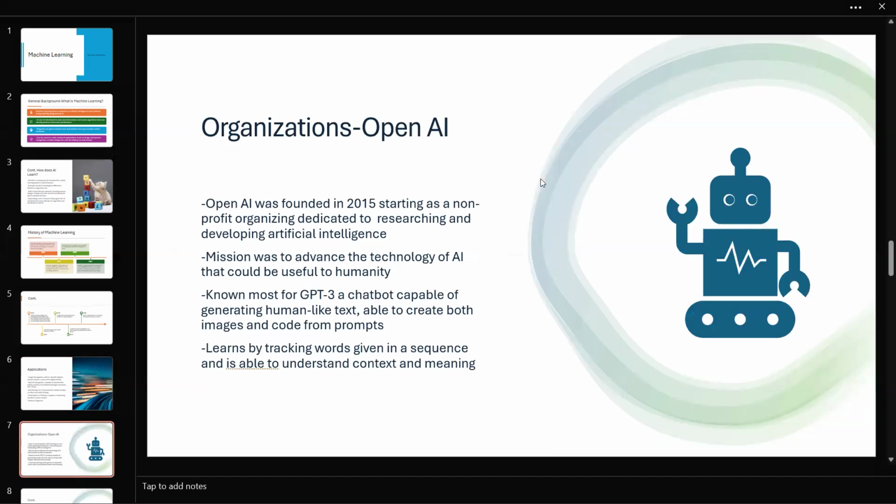One of the organizations I chose was one most of us are familiar with, which is OpenAI. OpenAI was founded in 2015 as a nonprofit organization dedicated to researching and developing artificial intelligence. OpenAI's mission was to advance the technology of machine learning and AI in ways that would prove useful to humanity. It is known most for its GPT-3, which is a chatbot capable of generating human-like text and creating images and code from prompts.